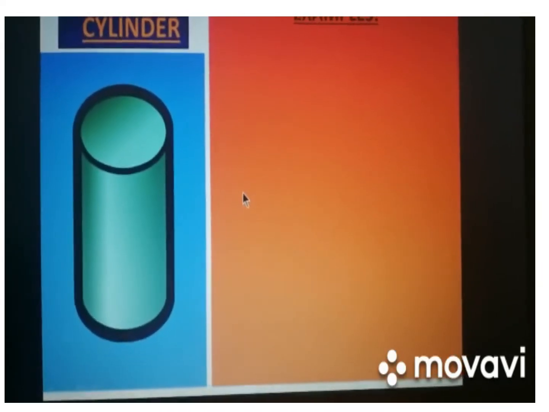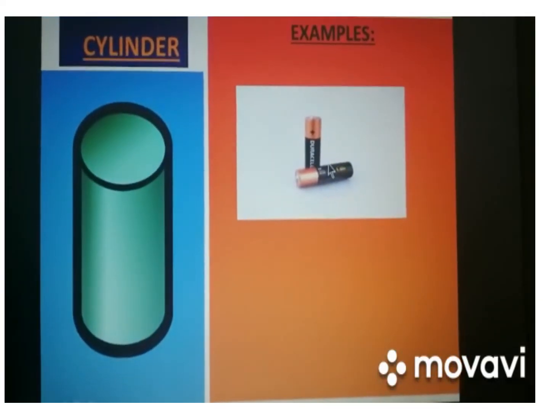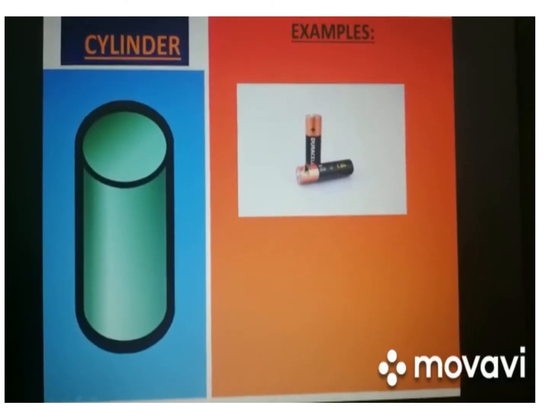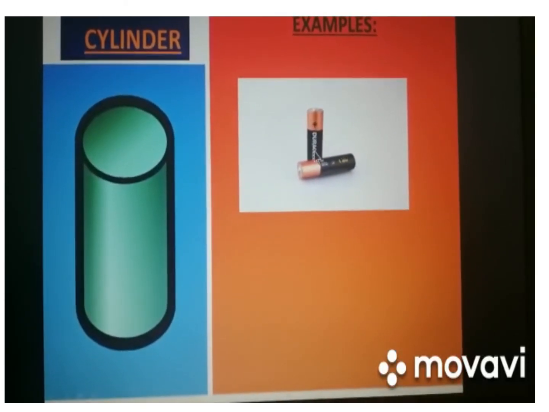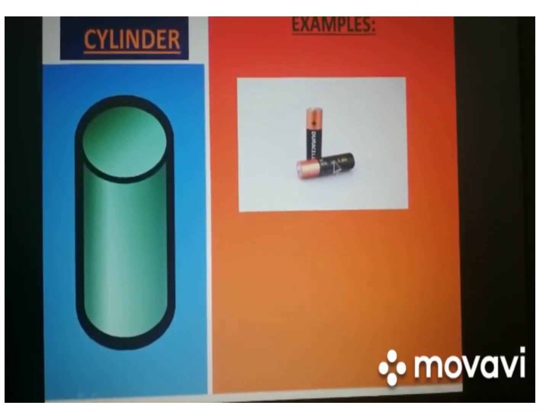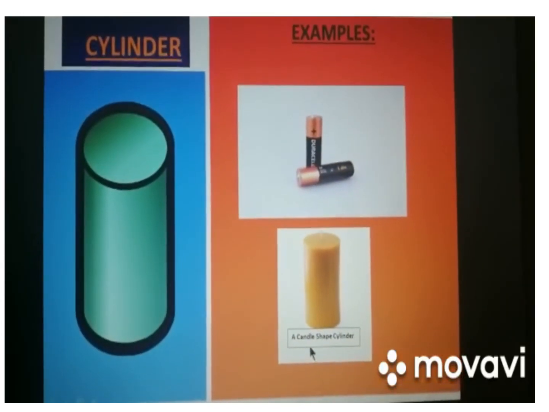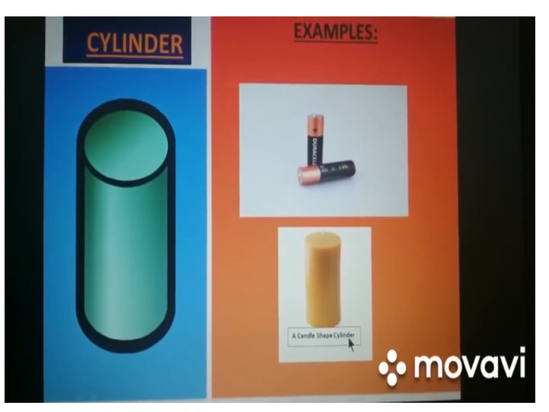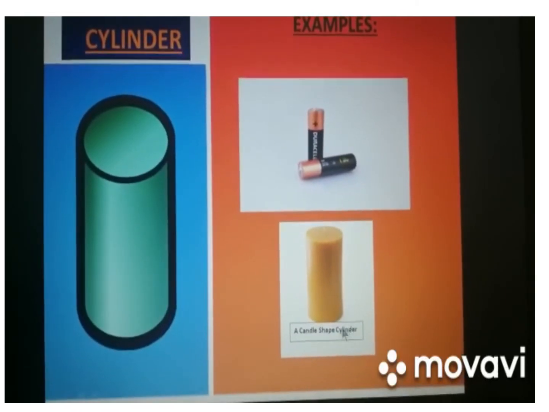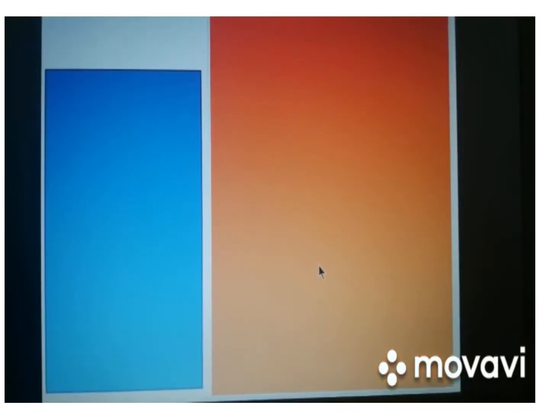That makes a cylinder. Let me show you some examples of a cylinder. Do you know what this is? Yes, these are batteries. Do you use these batteries in your toys? Yes. So it's like a cylinder: on the top a circle, down a circle, and in front a curved shape. This is like a cylinder. Let me show you one more example. What is this? Wow, it's a candle-shaped cylinder. See, on the top it is like a circle and down also a circle, so it's a cylinder.